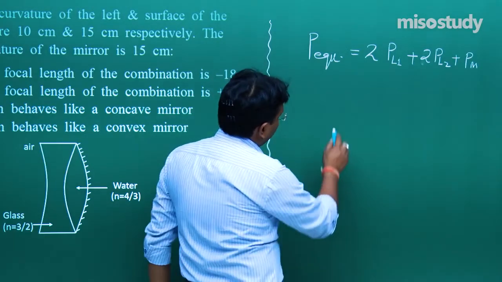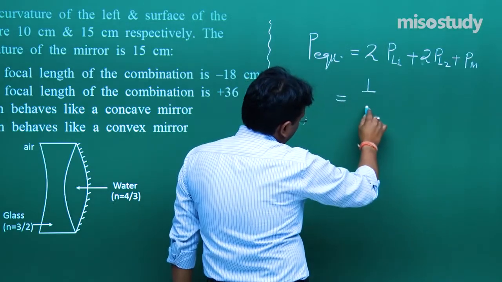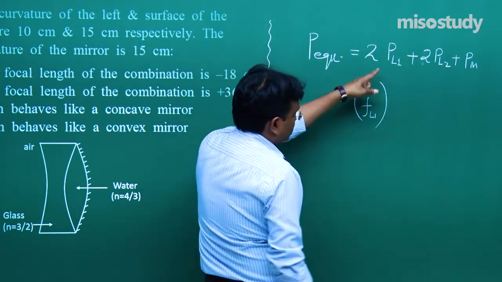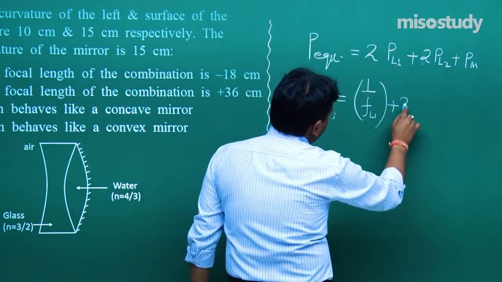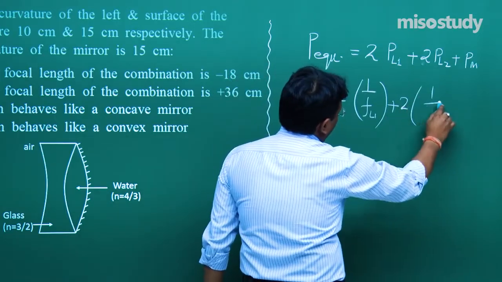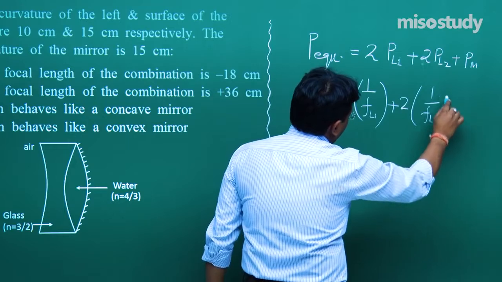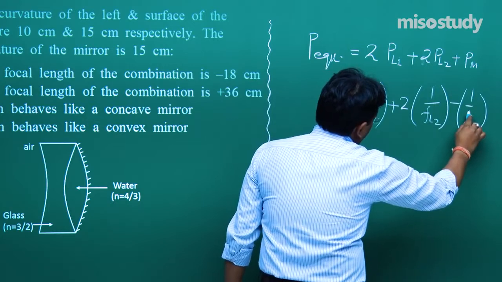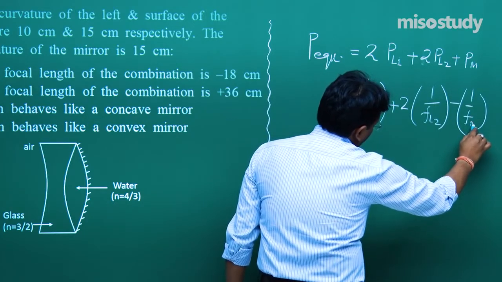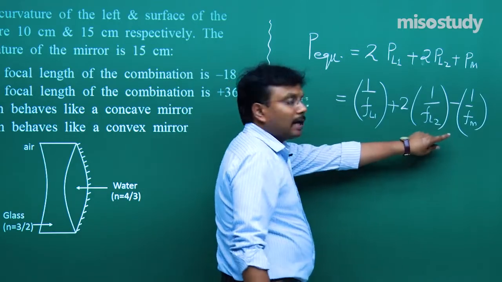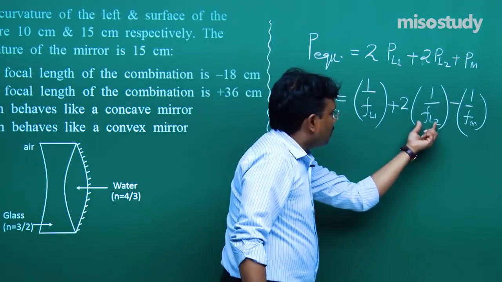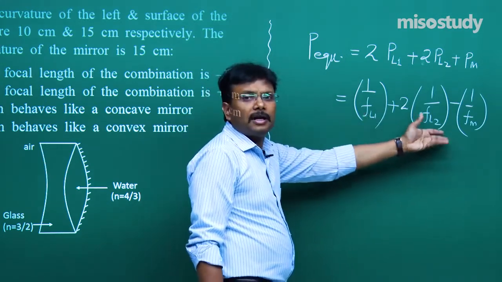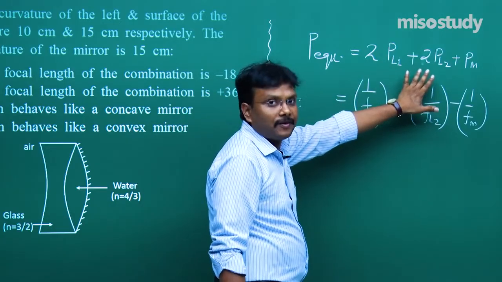Fine. So from here, let me put in the values: 1 upon FL1. This is basically the result of power. This plus 2 times 1 upon FL2 minus 1 upon FM, that is the focal length of the mirror. This L1, L2 is nothing but a suffix: mirror, lens 2, lens 1. Simple. I can write it as F1, F2 and something like that, but I think this is more self-explanatory.